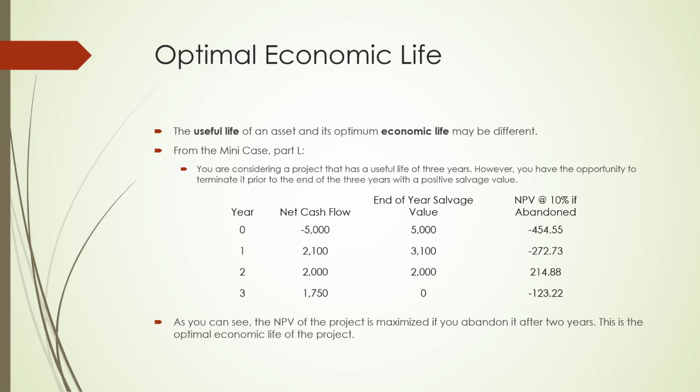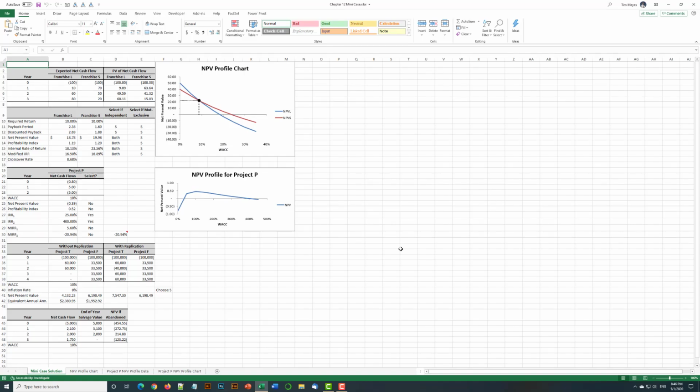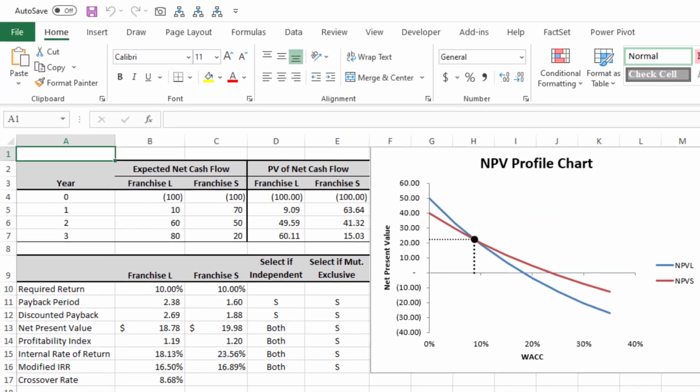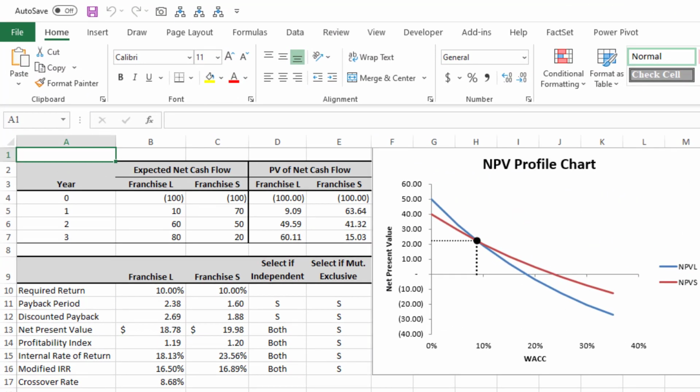Okay, that's my lecture for Chapter 12. We'll continue on with a quick look at the mini case. Okay, so I'm going to take a pretty quick look at my spreadsheet for the mini case. We've really already gone over most, if not all, of the calculations. And so the spreadsheet simply serves to remind you how those are done.